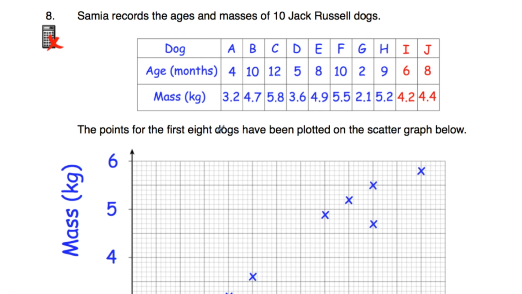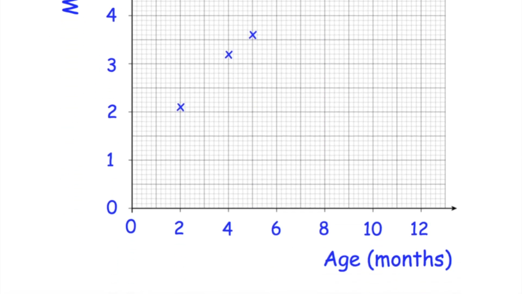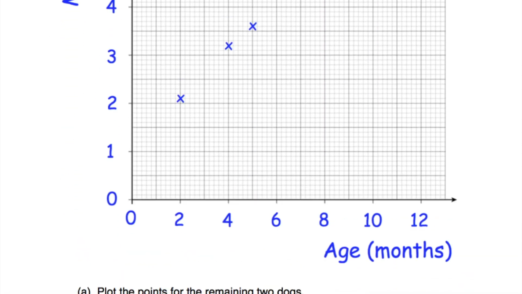And the points for the first 8 dogs have been plotted. So from A to H in blue here, they've all been plotted, but the last two, I and J, those 2 points, the one that is 6 months old and weighs 4.2 kilograms and the 8-month-old that weighs 4.4 kilograms, haven't been plotted, so let's plot them. Or I'm guessing that's what part A tells us to do. So part A says plot the 2 points for the remaining dogs.